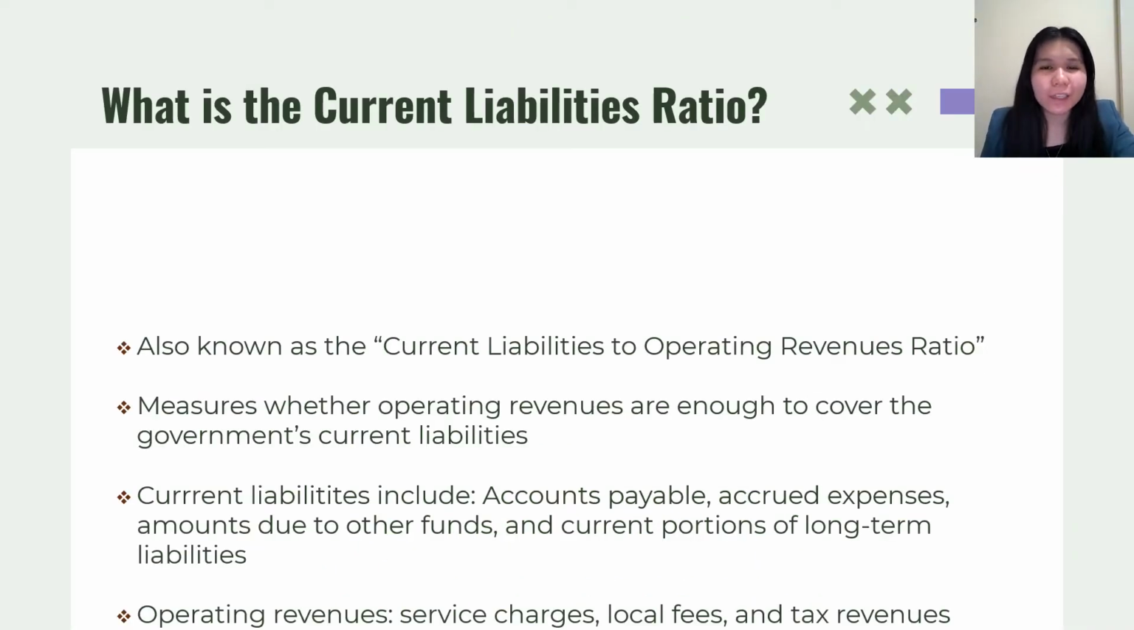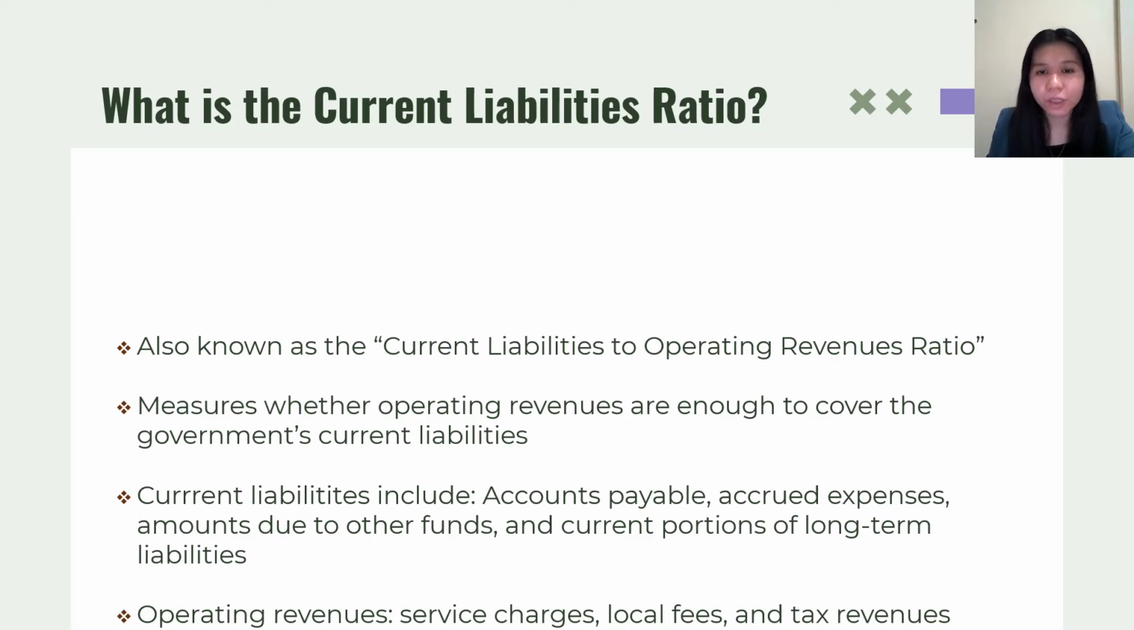The current liabilities ratio, also known as the current liabilities to operating revenues ratio, measures whether operating revenues are enough to cover the government's current liabilities. Accounts payable, accrued expenses, amounts due to other funds, and current portions of long-term liabilities are the accounts that are commonly reported under current liabilities.